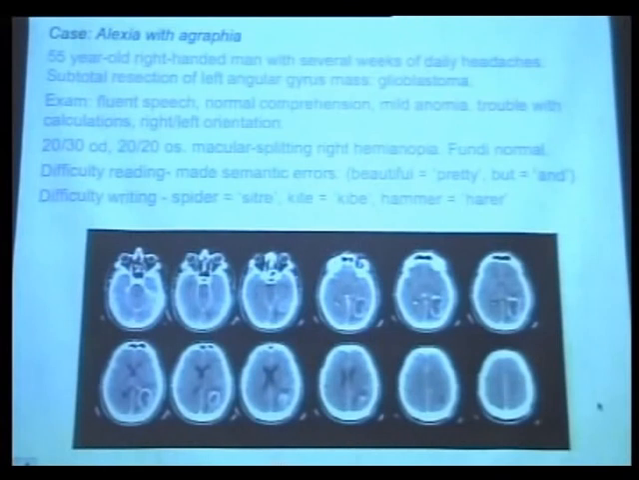Here's an example. This is an alexia with agraphia patient, 55-year-old man who has a glioblastoma. You can see it down here. He has fluent speech, normal comprehension, mild anomia. He does have a macular splitting right hemianopia. He can't read or write, and when he reads, he makes semantic errors. He read beautiful as pretty. He said but was and when he tried to write, when he said write the word spider, he wrote seater, and he wrote hammer's hair. So he clearly has got a deep dyslexia, and as well as he's got an agraphia.